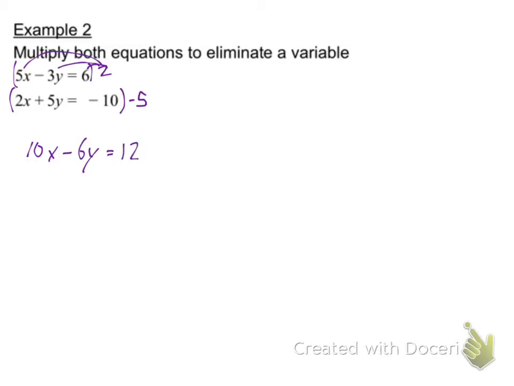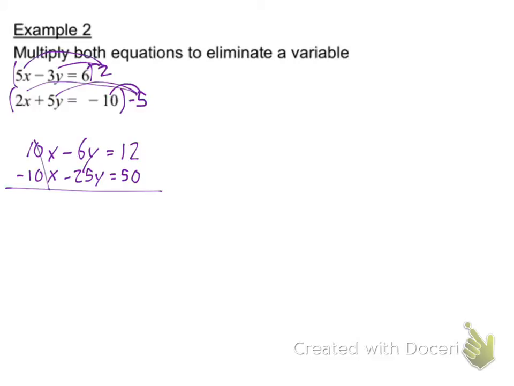Is everybody okay with that? Yeah. Then I just distribute the negative 5. Negative 10x. Negative 5 times 5 is minus 25y. And negative 5 times negative 10 equals 50.